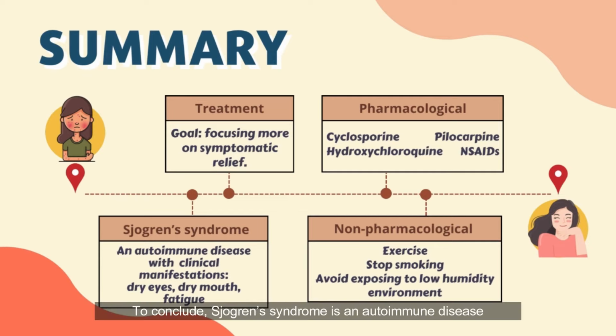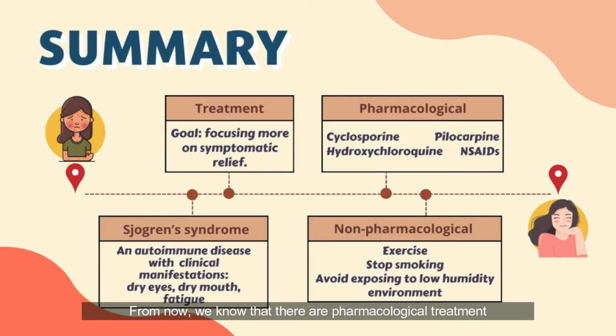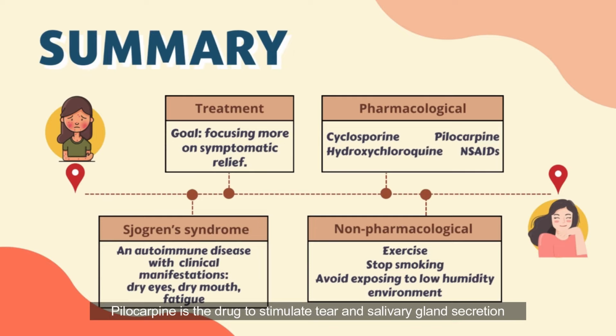To conclude, Sjogren's syndrome is an autoimmune disease with various clinical manifestations, which are dry eyes, dry mouth, fatigue, and so on. The goal of treatment is focusing more on symptomatic relief. From now, we know that there are pharmacological treatment and non-pharmacological treatment. Cyclosporine, pilocarpine, hydroxychloroquine, and NSAID are the examples of pharmacological treatment to treat the symptoms, which are dry eyes, dry mouth, and others. Pilocarpine is a drug to stimulate tear and salivary gland secretion, and paracetamol can be used to reduce muscle pain.